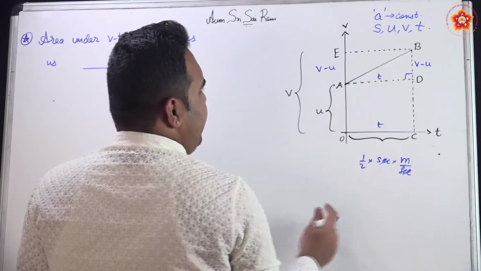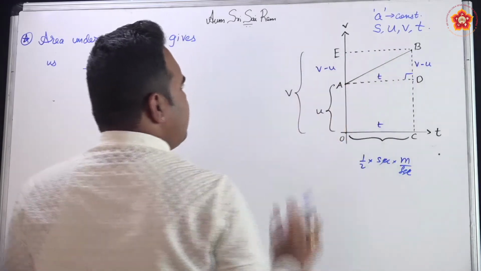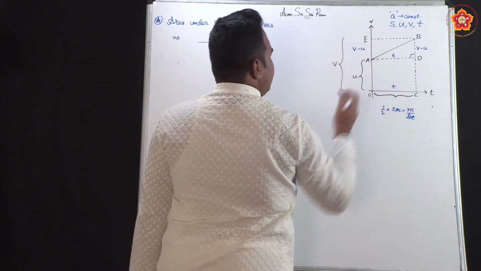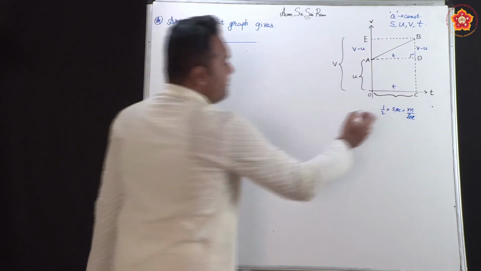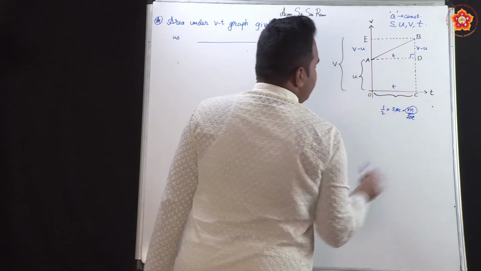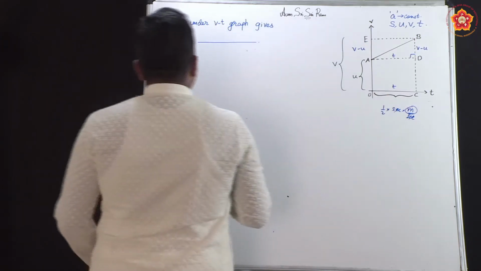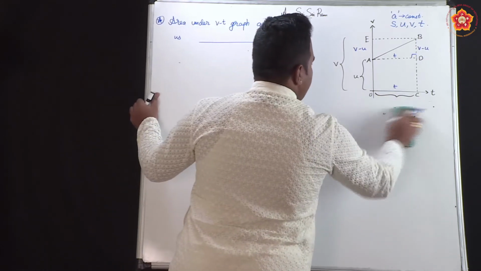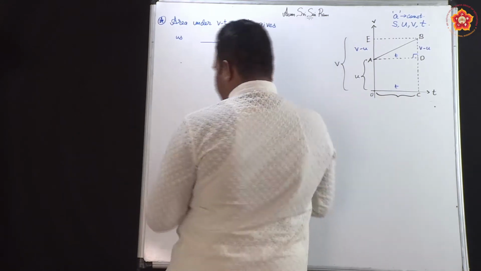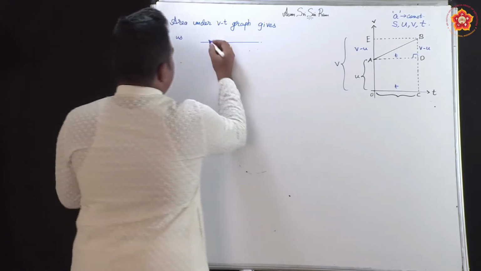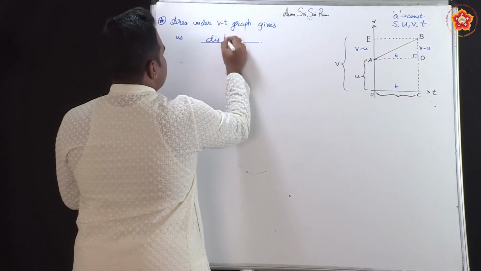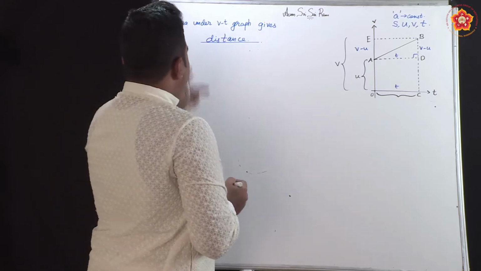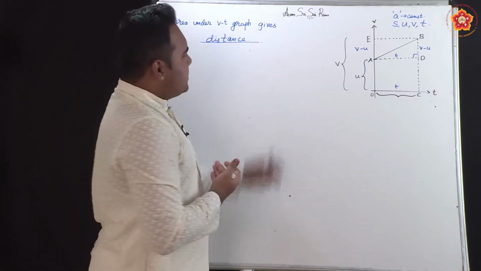So, when we take any part of the graph, or for this rectangle take any part, and calculate the area, we are getting a parameter with units of meters. Therefore, the area under this velocity time graph will give us a parameter which has the SI unit meter, which is nothing but distance. So, area under the VT graph will give us the distance covered.